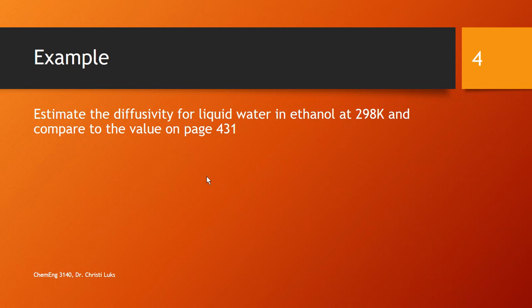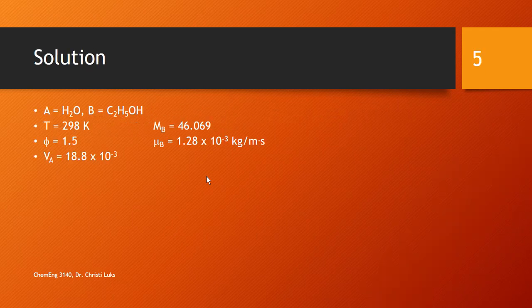Let's look at an example. So we want to estimate the diffusivity for liquid water into ethanol at 298 Kelvin, and we're going to compare this to the value that's on page 431. The data, so we've got A is our water, B is our ethanol, okay? From the H2O is going into the C2H5OH. Temperature is 298 Kelvin. The molecular weight of the solvent is 46.069. Since the solvent is ethanol, phi is 1.5, and its viscosity is 1.28 times 10 to the minus 3 kilograms per meter per second.